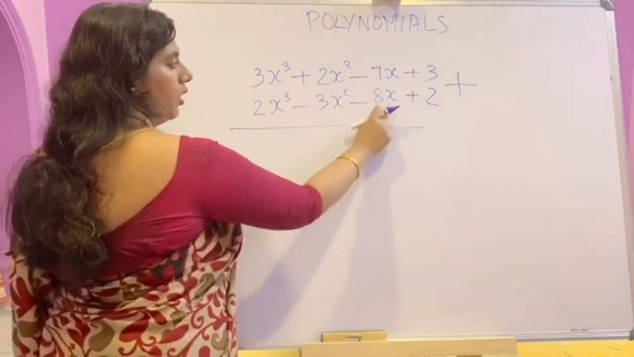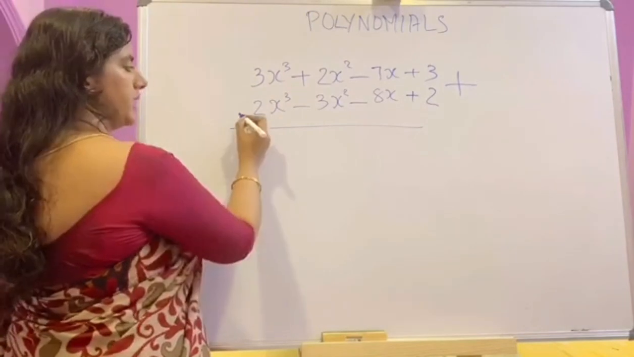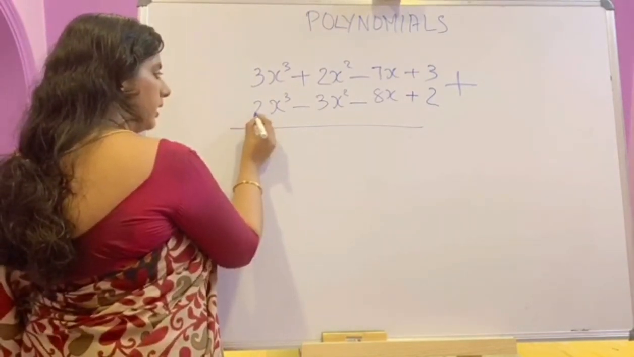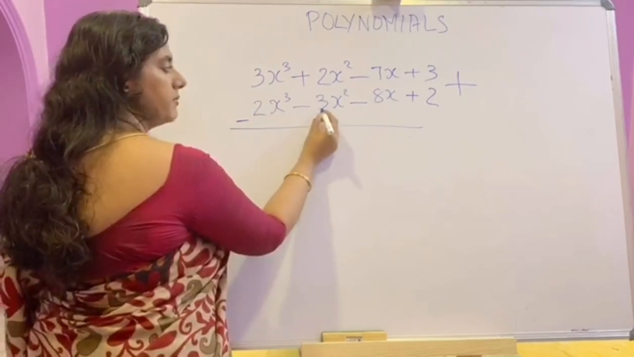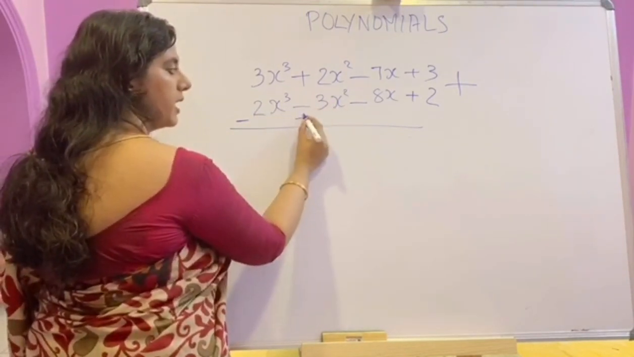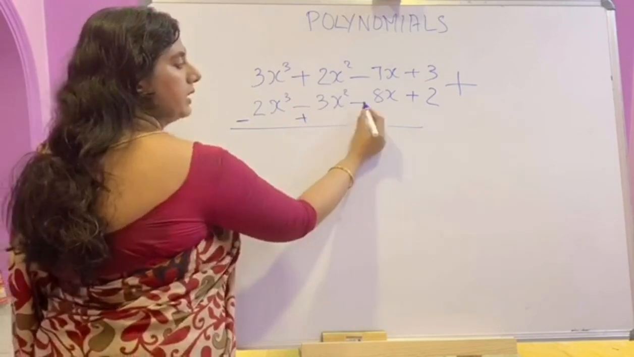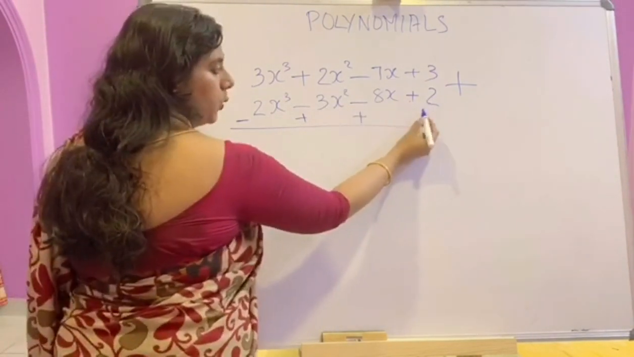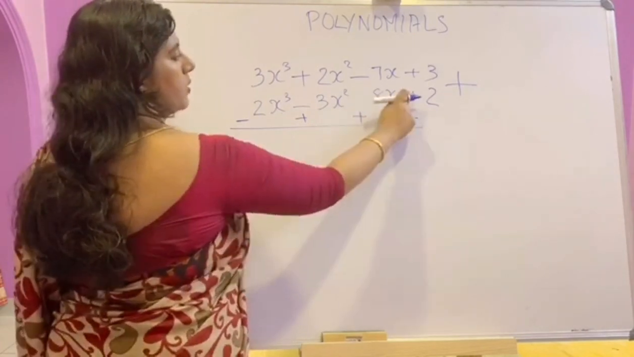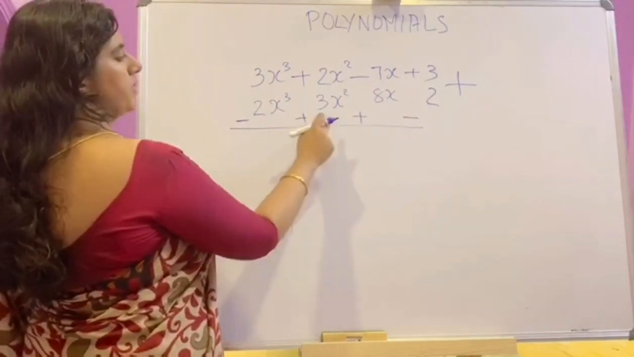Here these are all terms. Now changing the sign before that, this 2x cube becomes minus 2x cube. This minus 3x square becomes plus 3x square. This minus 8x becomes plus 8x. This plus 2 becomes minus 2. So these are the new signs here.